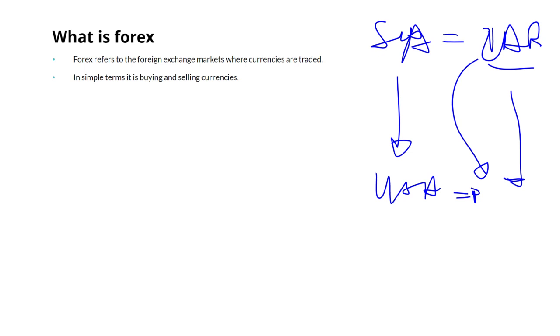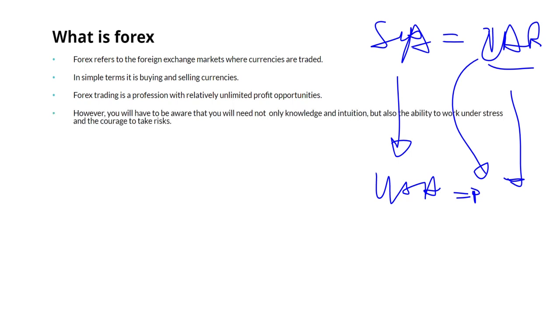In Forex, we buy and sell currency pairs, and we make profit either way. Forex trading is a profession with relatively unlimited profit opportunities. But there's a catch to it. It is a profession, and we have unlimited profits, unlimited because there's about $4 trillion circulating in the market. However, you have to be aware that it's not only knowledge and intuition that you need, but also the ability to work under stress.